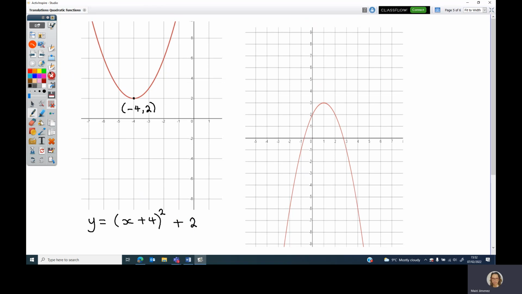So just to indicate where everything goes, we use the highlighter. If this is a negative 4, you need to put positive 4 in this bracket. So that means it changes to the opposite sign. And then if your turning point has 2 for the y value, it's going up 2, you put 2 here. So it's just plus 2, it's the same.